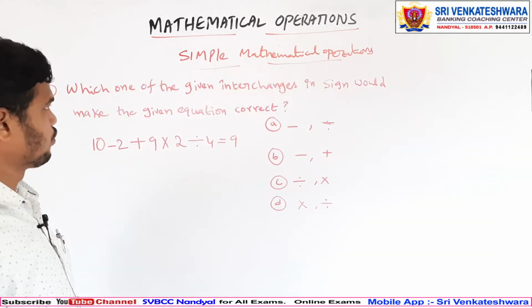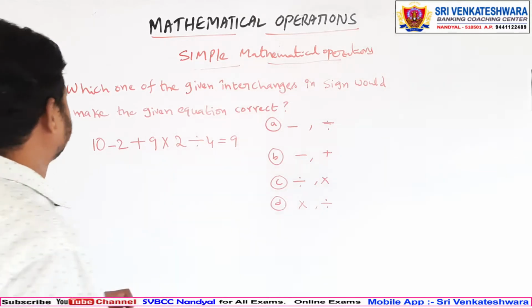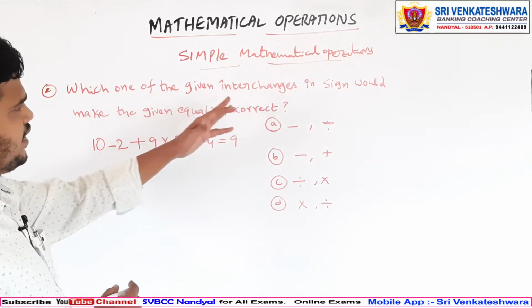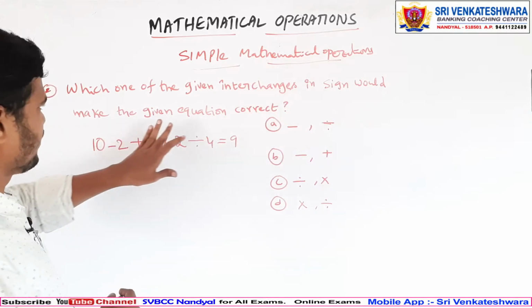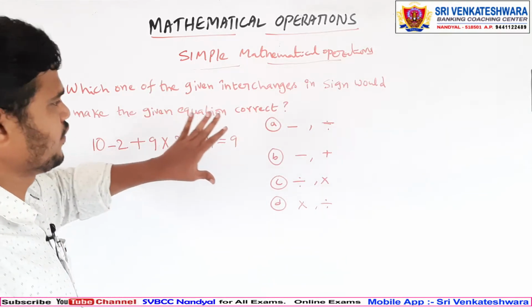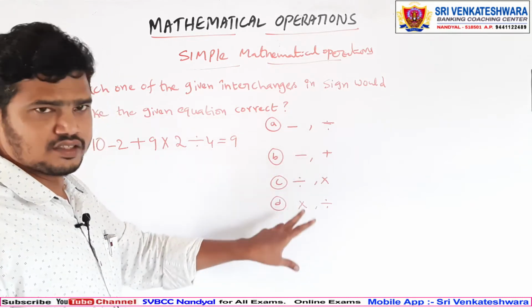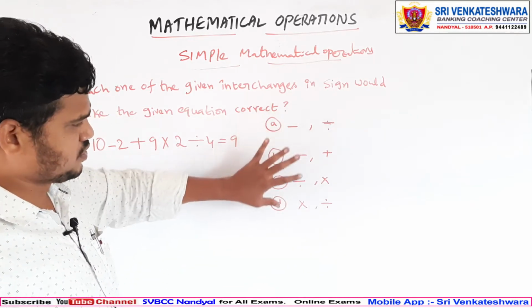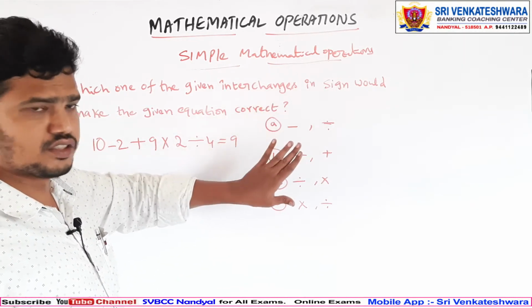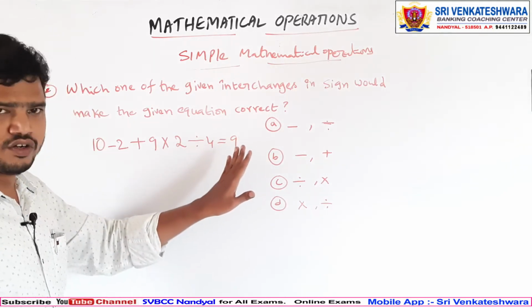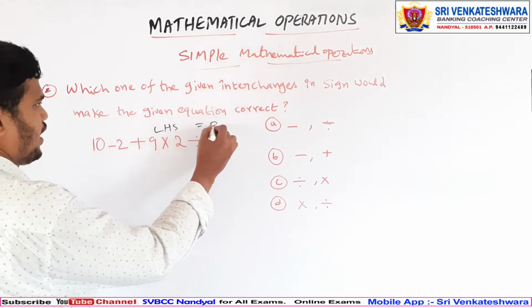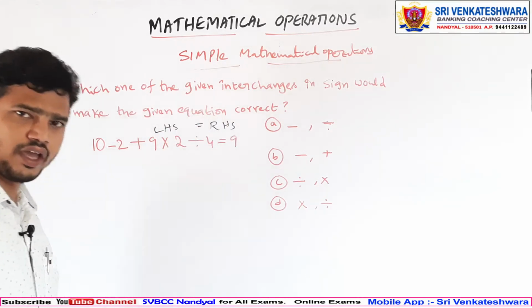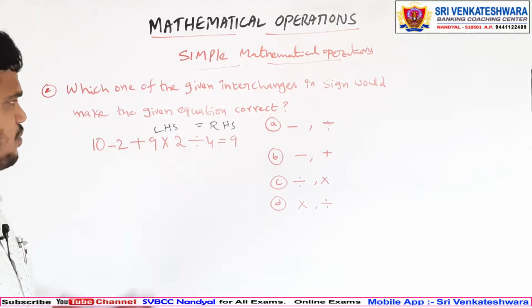Okay. Now we will go for another example. Which one of the given interchanges in signs would make the given equation correct? They have given two interchange signs. Whenever you interchange the two signs in this option, the left hand side will be equal to your right hand side value. First of all, we will go for the first option here.